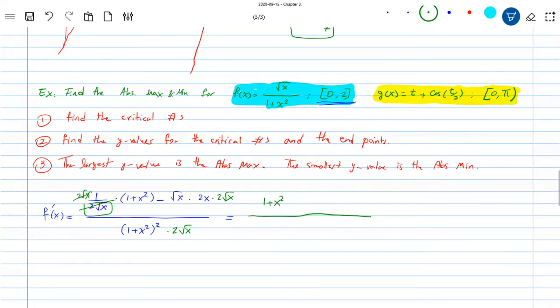2 times 2x would be minus 4x. Square root of x times square root of x becomes square root of x squared, which is simply x, times 4x becomes 4x squared. And the denominator is 2 square root of x times (1 plus x squared) squared. This is a simpler form of the derivative. And 1 plus x squared minus 4x squared is 1 minus 3x squared, divided by 2 square root of x times (1 plus x squared) squared.